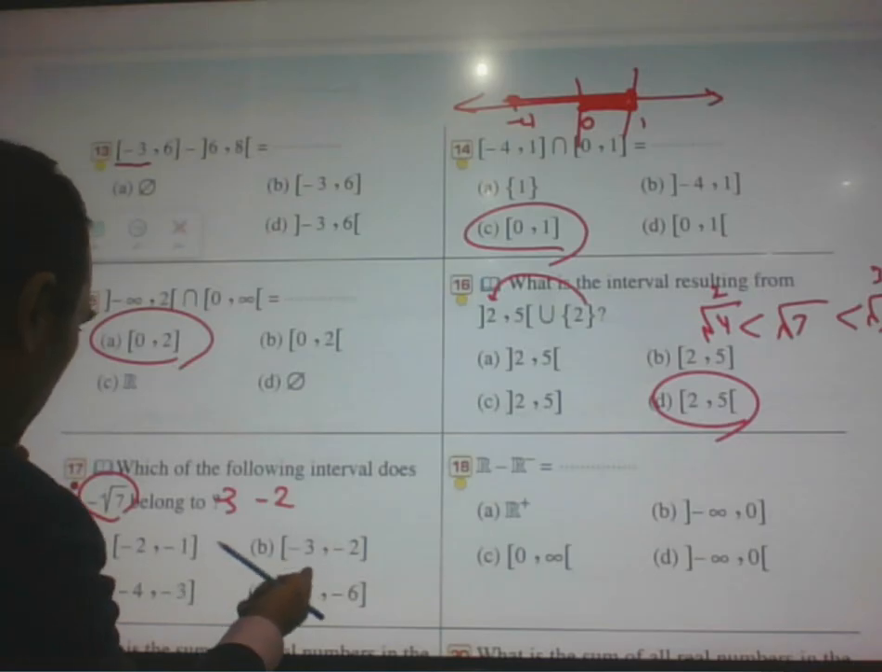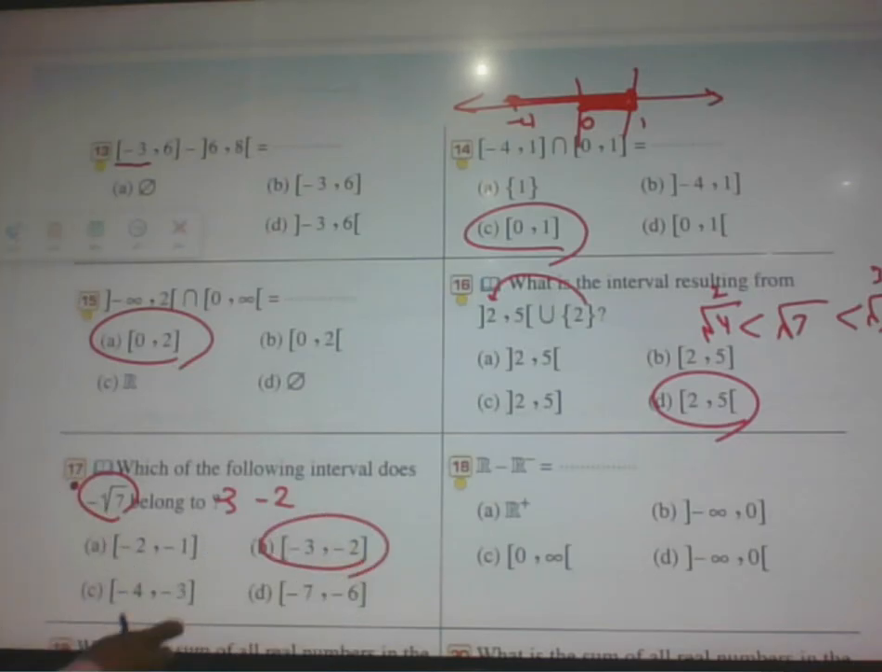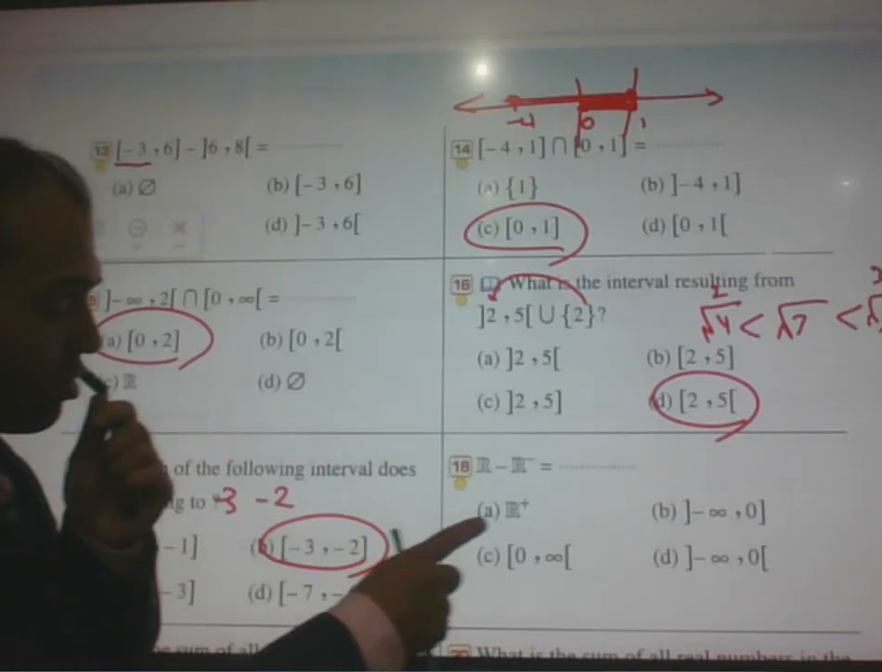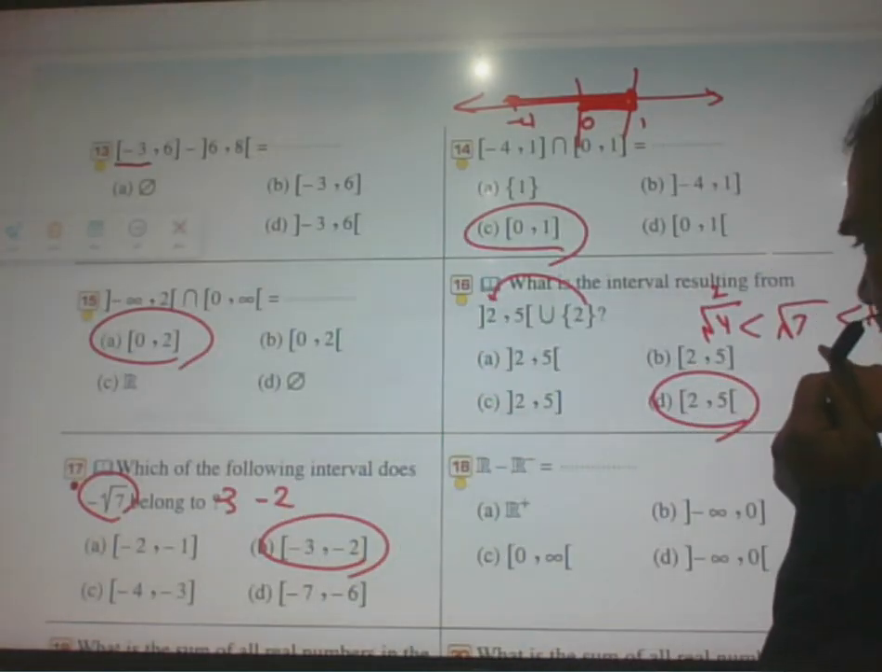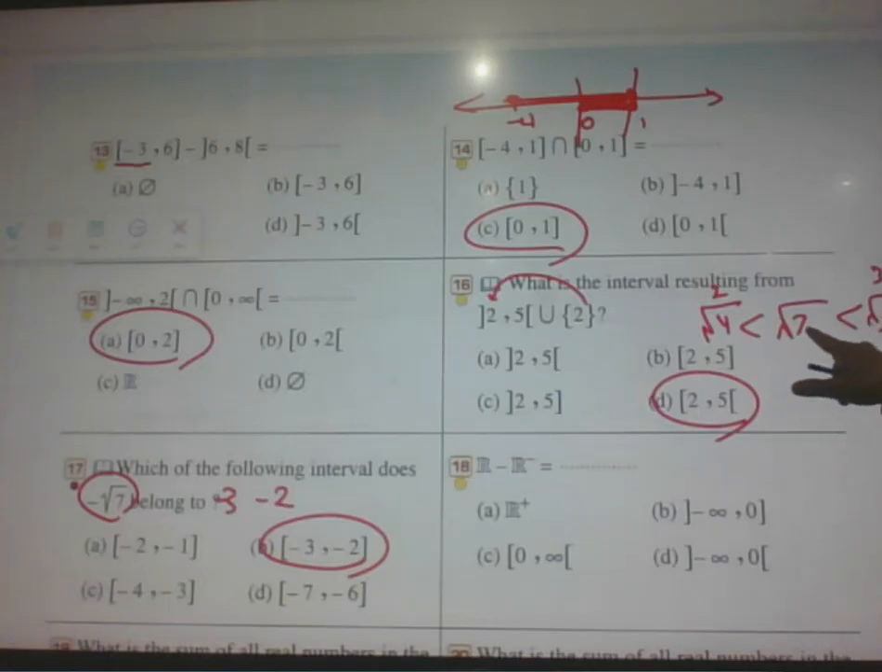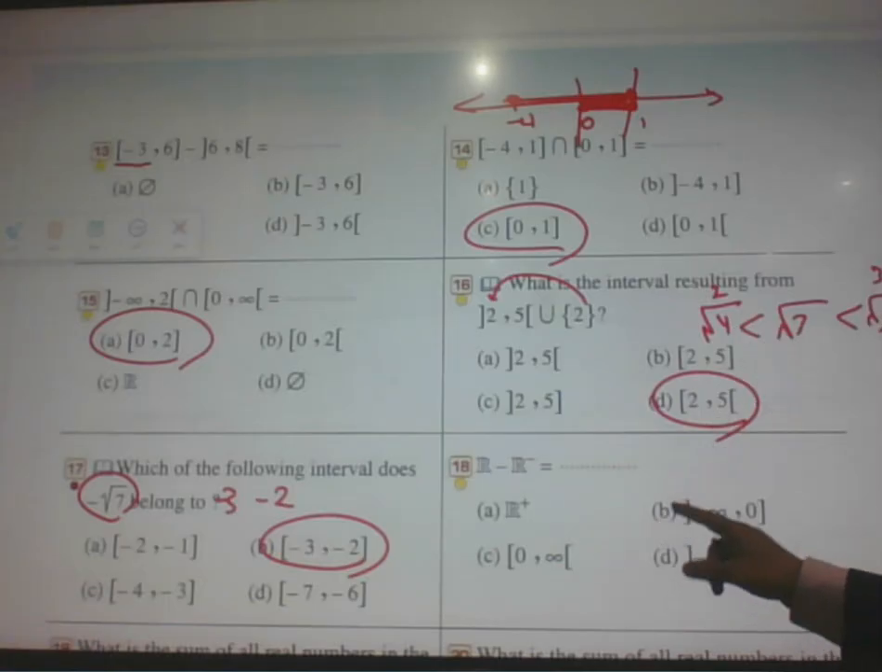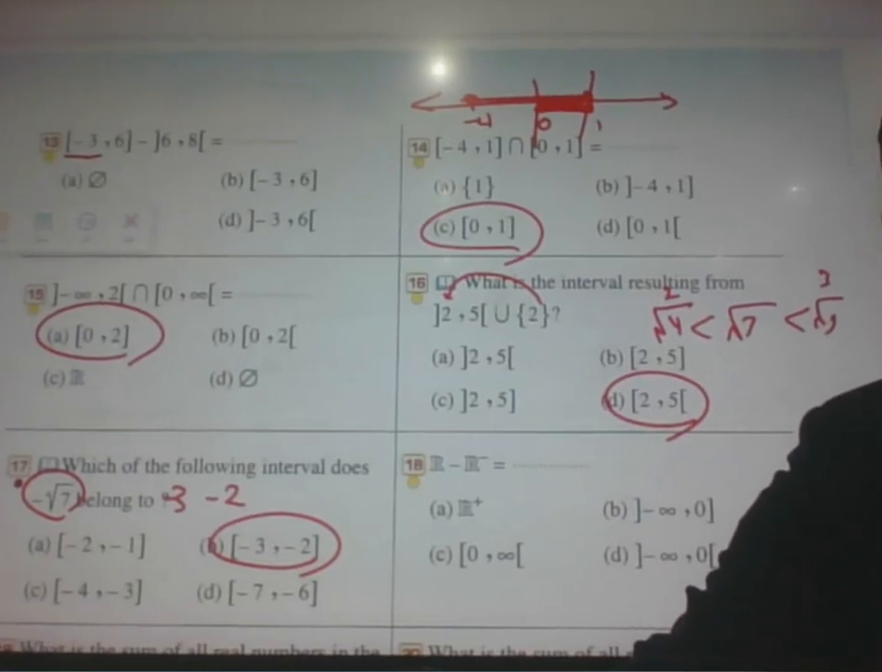You can choose this answer, letter B, because this number lies between what? -3 and -2. Negative root 7, understood? I combine them together. Square root of 7, look at here, we have positive. If we multiply by negative, you change the direction of this interval.